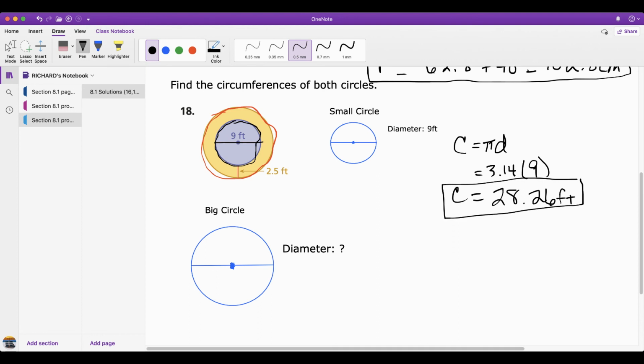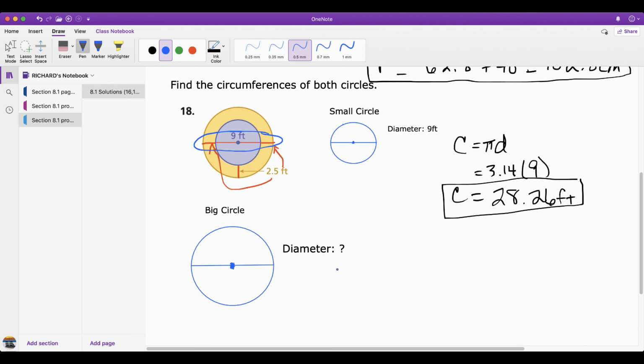Now for the big circle, all right, how can I find the circumference of the big circle? Let me get rid of some of these extra little marks. How can I find the circumference of the big circle? Well, I have this little piece from here to here. That's 2.5 feet. I can actually put that right there. So that is 2.5 feet. And then this is also 2.5 feet, right? So now you can see that I do have a diameter for that big circle.